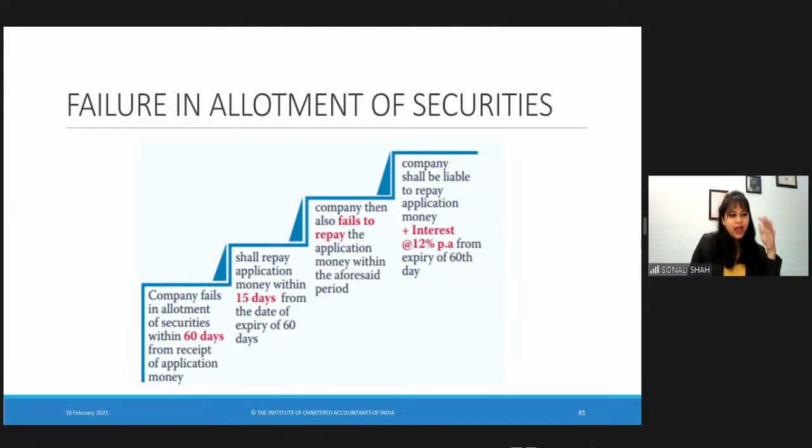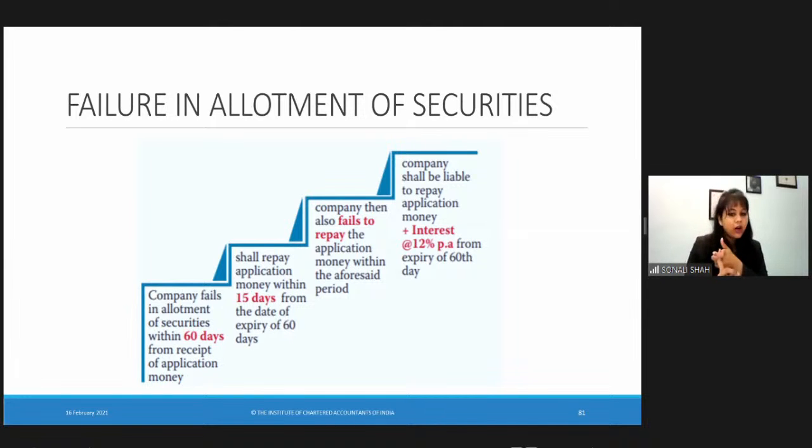So if you try and sum up the procedure, what is happening here? Firstly, identification of persons is happening. Special resolution is being passed. Invitation to offer cum application form is sent to the selected persons who have been identified. If they are interested, they apply for the allotment of securities along with the respective money. The money is deposited in a bank account with a scheduled bank. If the requirements are fulfilled, the securities are allotted and the return is filed in form PAS-3.